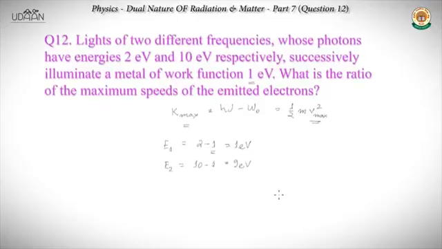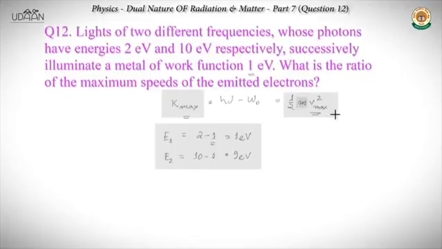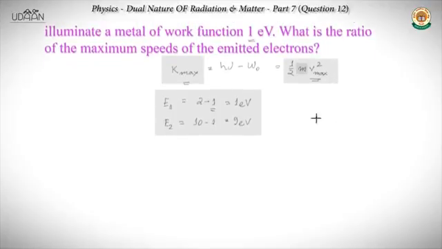I'll tell you the approach and can you tell me if it's right or wrong? Basically, we have the relation K max is equal to half m v max square, and we have both the values of E1 and E2. The masses are the same, so once we take the ratio of E1 to E2, the masses get cancelled. We don't need to take the mass into consideration.